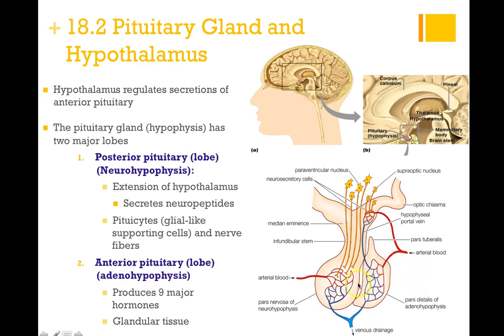Then if we take a look at our anterior pituitary lobe, we are going to call this your adenohypophysis. Adeno refers to having glandular-like tissue, which is what we find in this anterior pituitary gland. This lobe is going to produce 9 major hormones, and we will discuss them shortly.